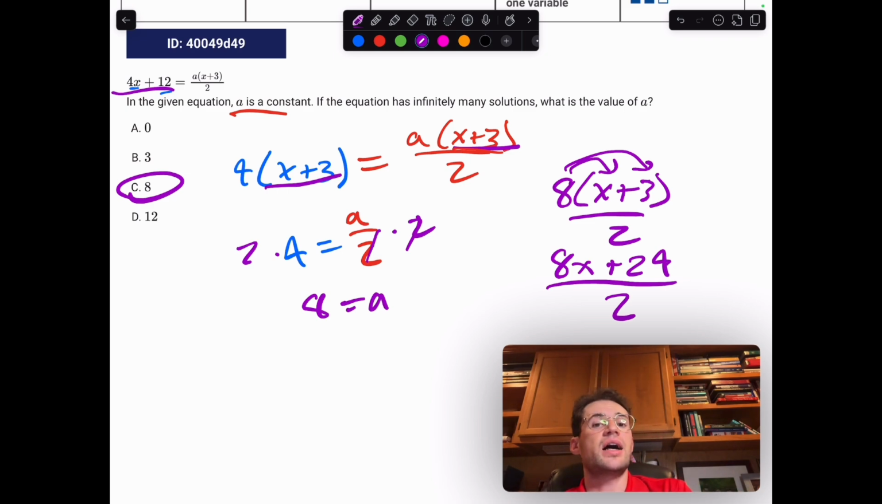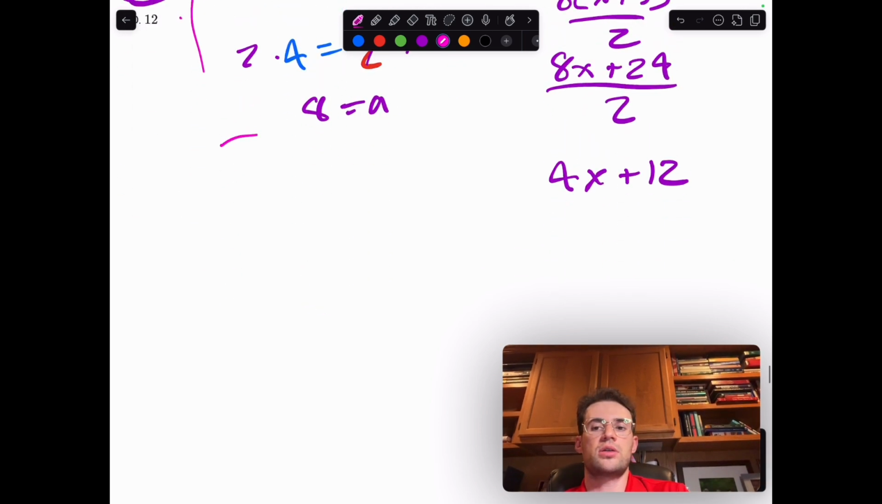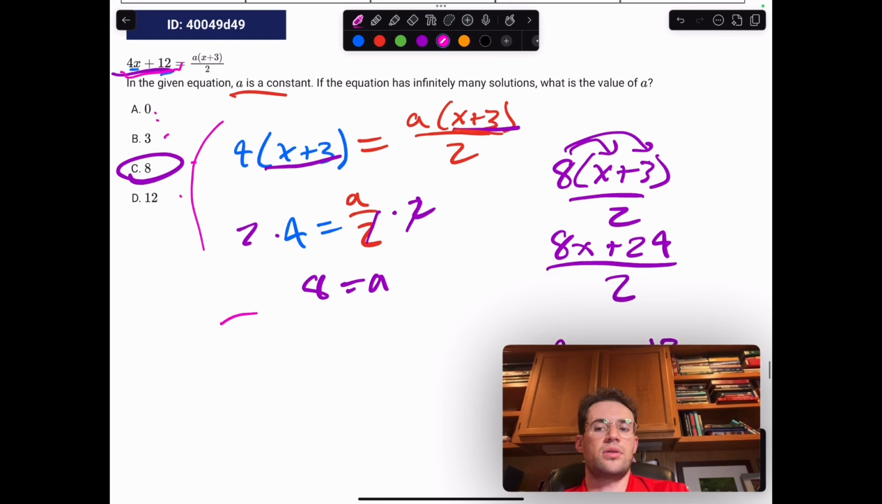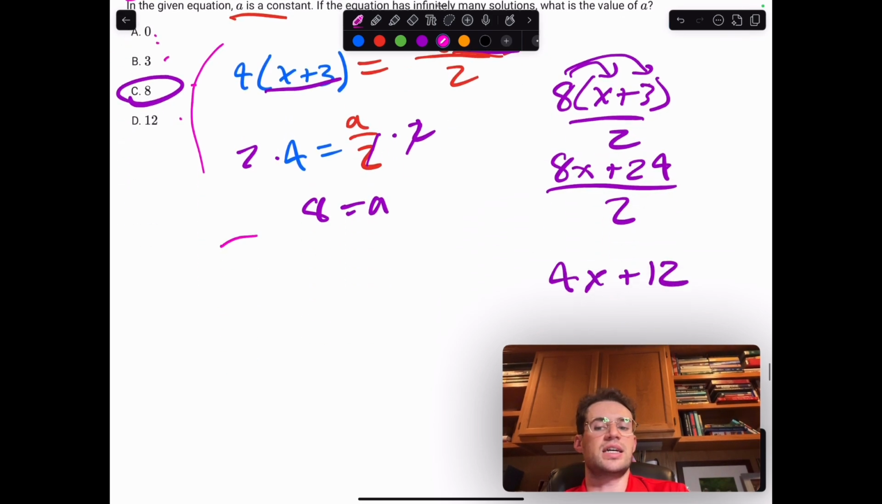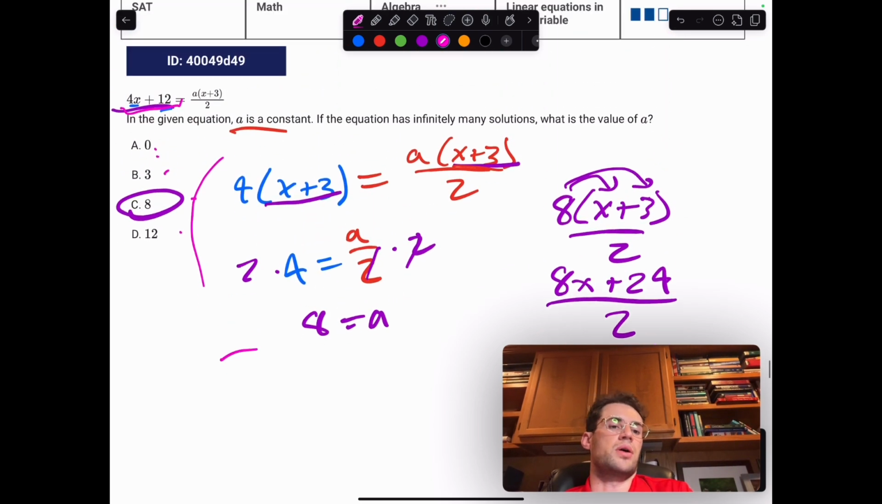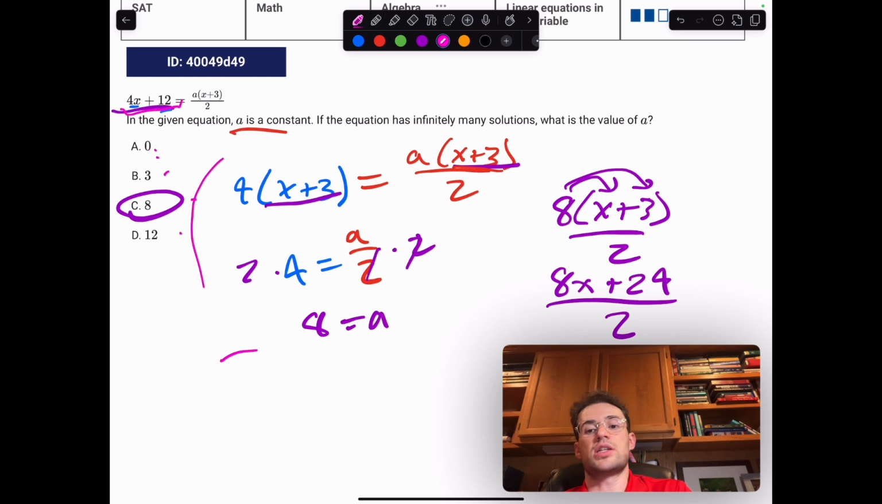And because this one's multiple choice, what's nice is if you didn't feel comfortable with this or you don't feel confident in your answer, maybe you feel like you might have gotten it wrong, they give you 4 choices. So just plug each of them in for a, and then see which one gives you 4x plus 12. I just showed over here, if you plug in 8 for a on the right side, it does give you 4x plus 12. But even if you didn't know 8 was the answer originally, you could try it for 0, try it for 3, try it for 8, try it for 12. 8 would be the only one that works.